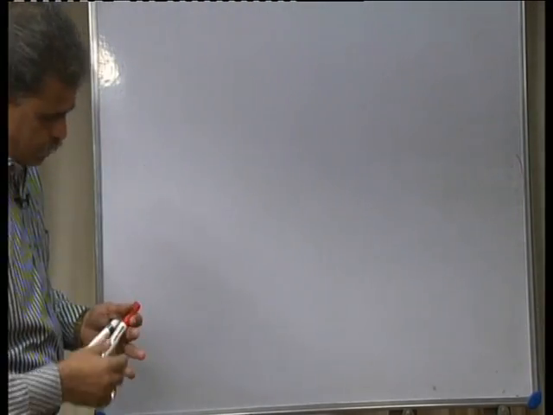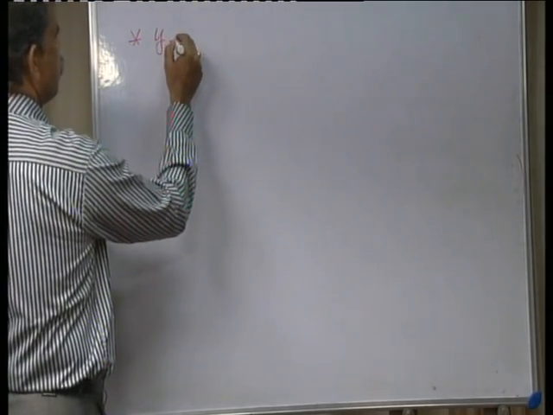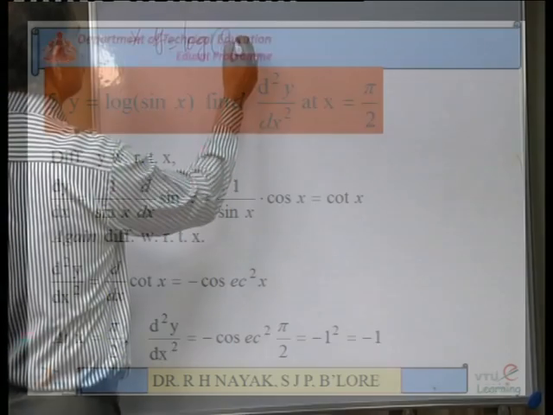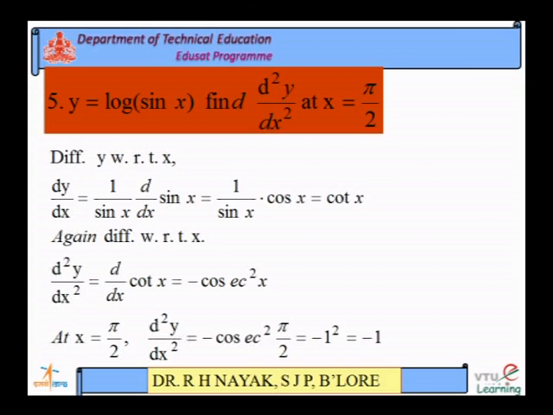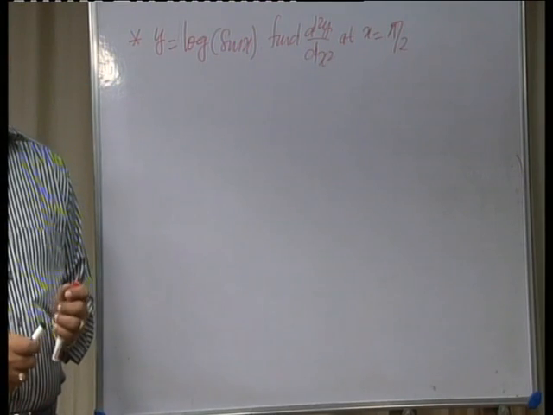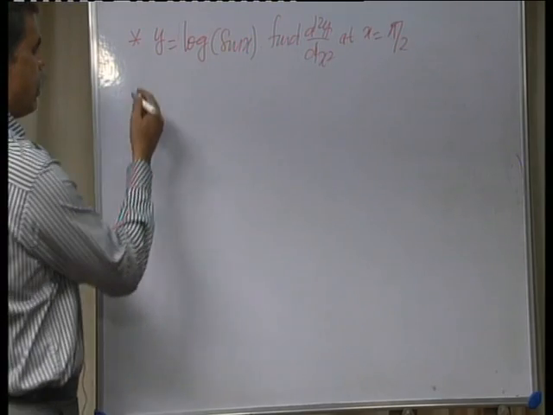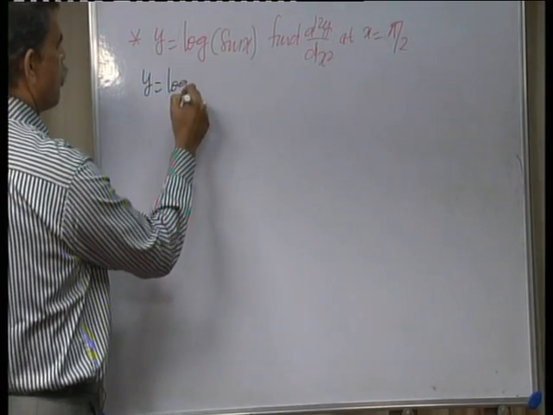Take an example, y is equal to log of sin x. Find d square y divided by dx square at x is equal to pi by 2, or at x is equal to 90 degree. So, what is the function given? The function is y is equal to log of sin x.